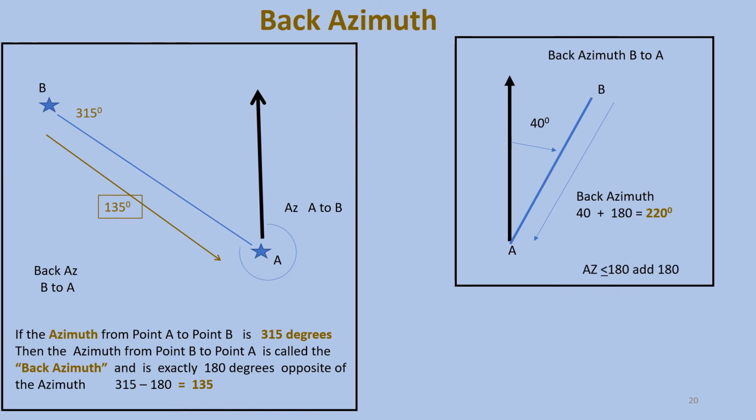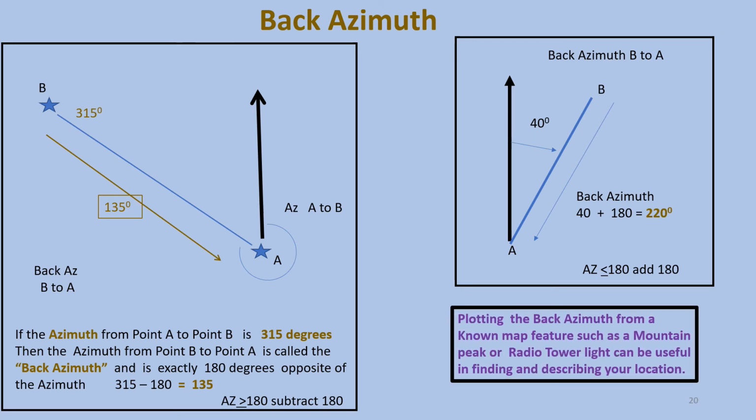Plotting the back azimuth from a known map feature, such as a mountaintop or a radio tower light, can be useful in finding and describing your location.